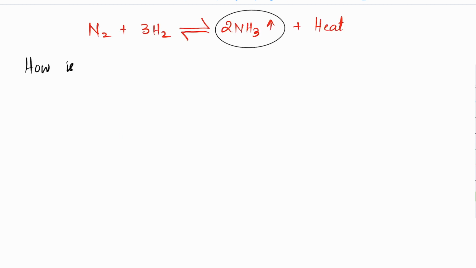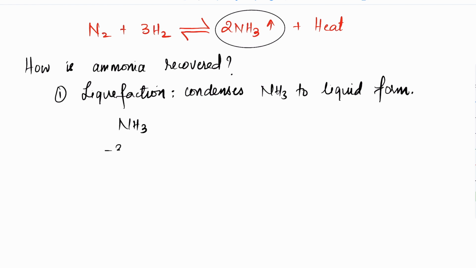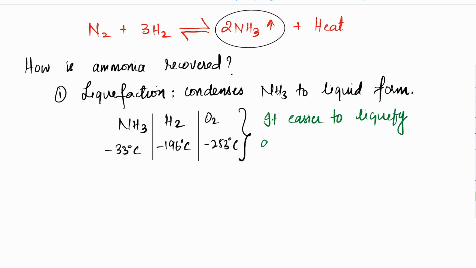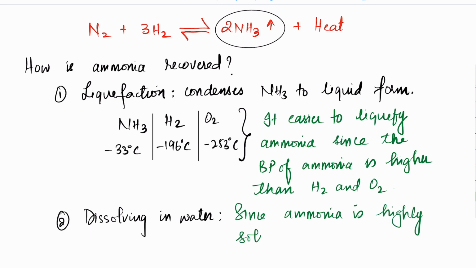The ammonia formed here can be recovered by using two methods. The first method is liquefaction. Liquefaction is condensing ammonia to a liquid form. The reason for that is ammonia has a boiling point of minus 33 degrees Celsius, whereas the boiling point of hydrogen is minus 196 degrees Celsius, and oxygen has a boiling point of minus 253 degrees Celsius. So it's easier to liquefy ammonia since ammonia has a higher boiling point than hydrogen and oxygen. The second method used is dissolving in water, since ammonia is highly soluble in water.